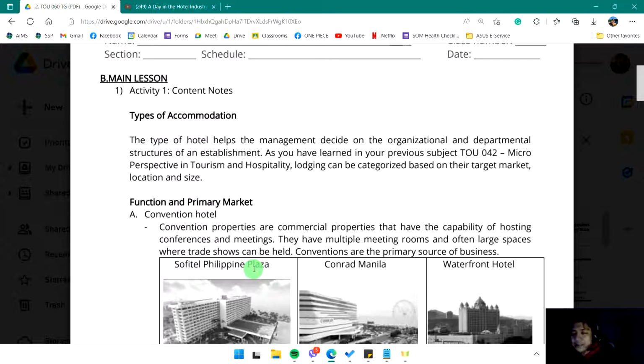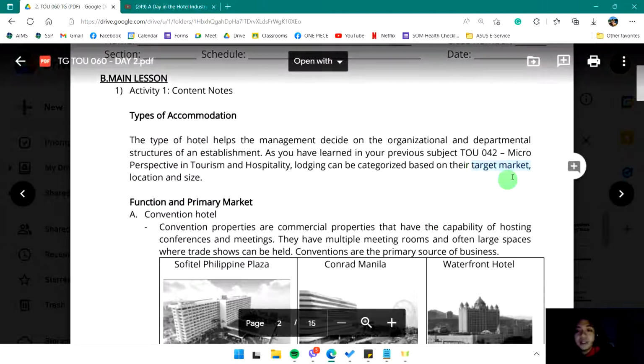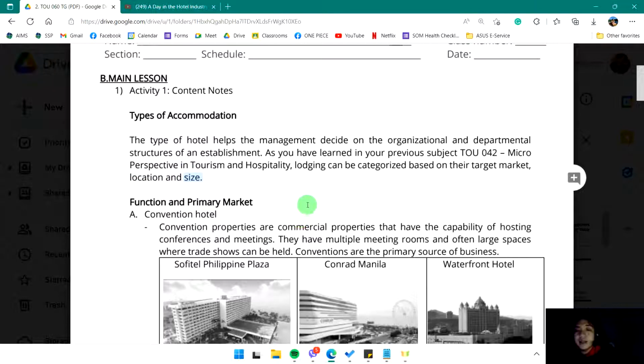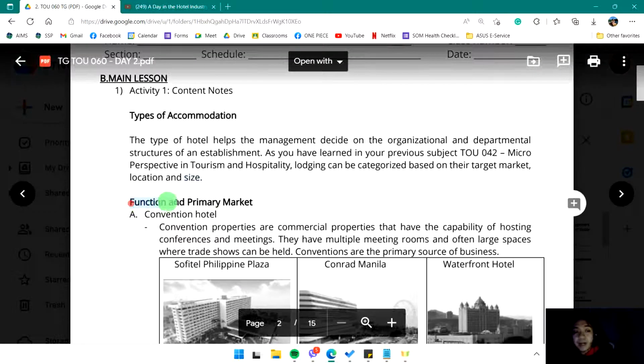There are many kinds of hotels, so many types of accommodation, and they are all categorized based on a specific topic or a specific coverage area. Pwede tayo mag-base sa target market, pwede tayo mag-base sa location, and pwede tayo mag-base sa size ng accommodation na ating pagbabasihan or pag-uusapan. So first, let's categorize the types of accommodations according to their function or their primary market.